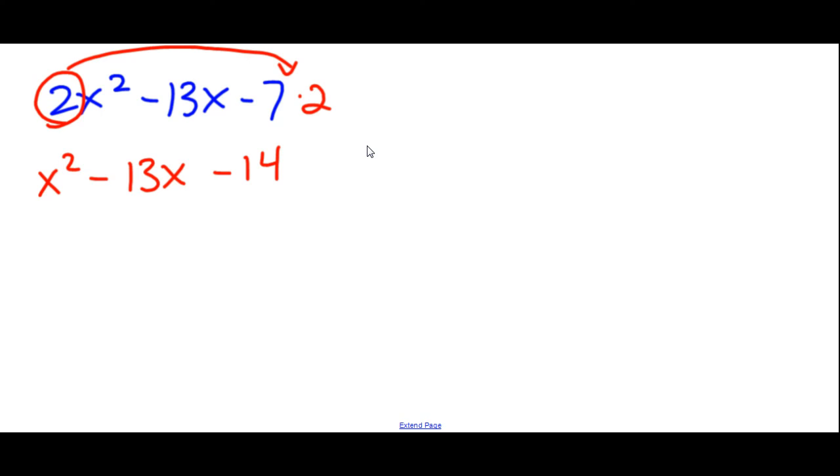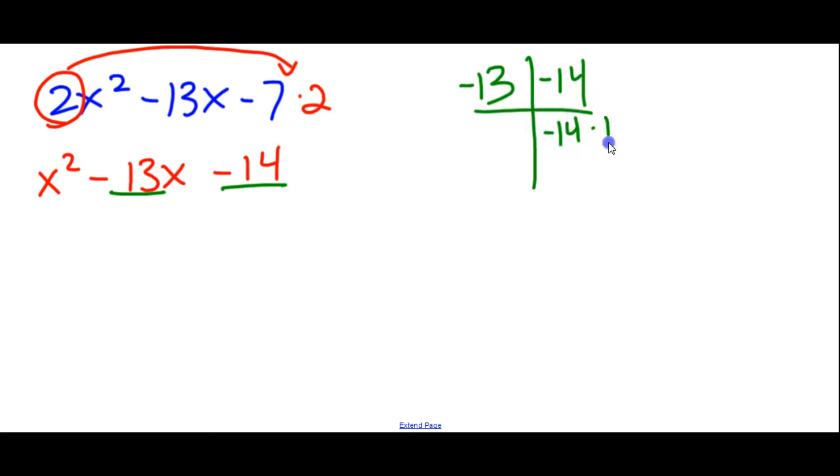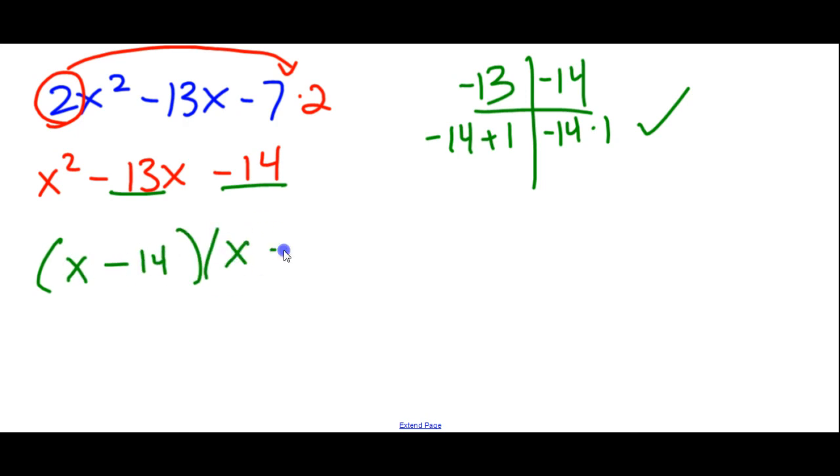Alright, so two numbers that multiply to negative 14, but when you add it gives you negative 13, right? We're looking at these two numbers. So here, negative 14, let's see, we can do negative 14 times 1 will give you negative 14. Negative 14 plus 1 will give you negative 13. So that works out. We have our factored form so far. x minus 14, x plus 1, sorry, plus 1.